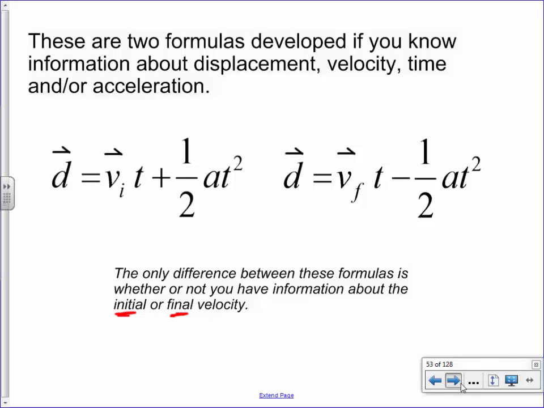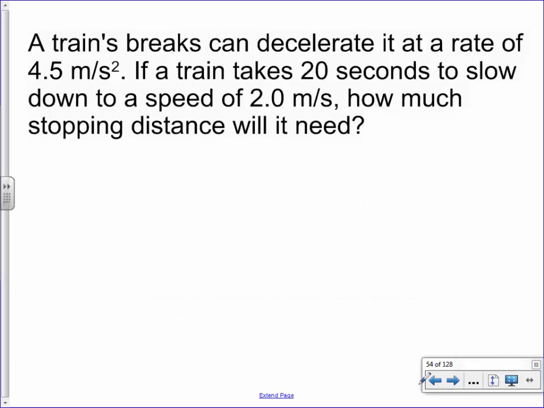So let's do an example. Here's a train. A train can decelerate at a rate of 4.5 meters per second. And I actually really need to change that number. If something is decelerating, I shouldn't just make the number be 4.5 meters per second. I should really make it negative 4.5 meters per second because it's slowing down. Okay. So that's how fast the train can slow down.